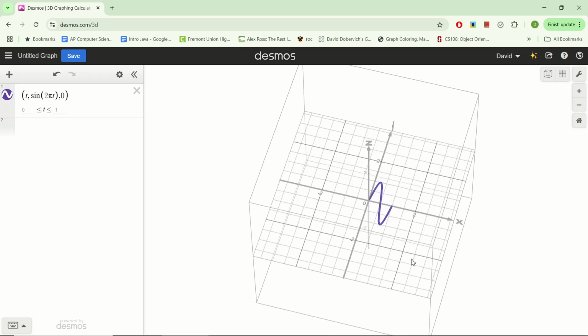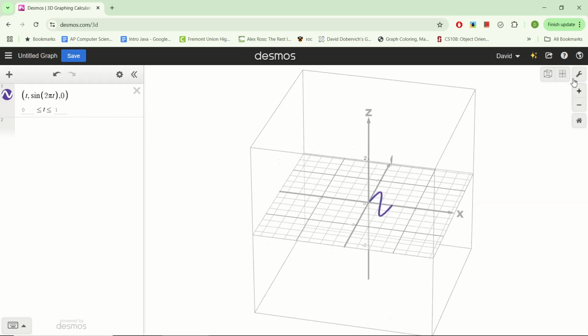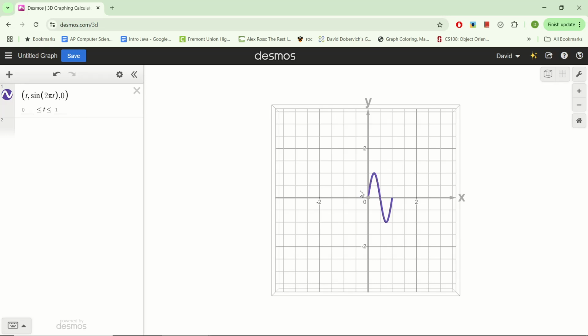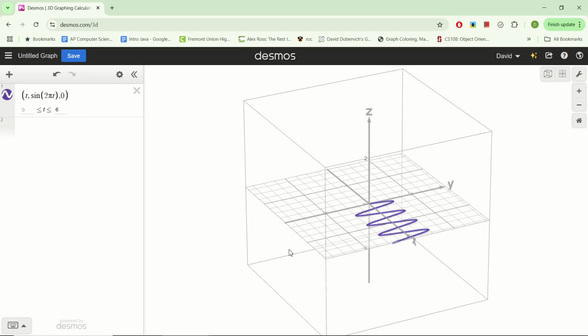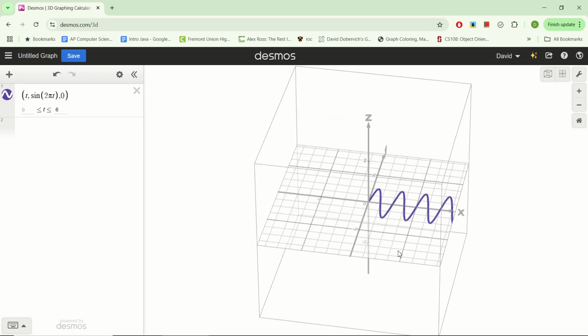You can see there's exactly one sine wave, and if I go to the xy plane, you can see it being graphed. The reason it's only doing 1 is because my time interval is going from 0 to 1, but I could make it 0 to 6, and now we're going to continue to graph it for larger intervals of t. You can drag it around a little bit.